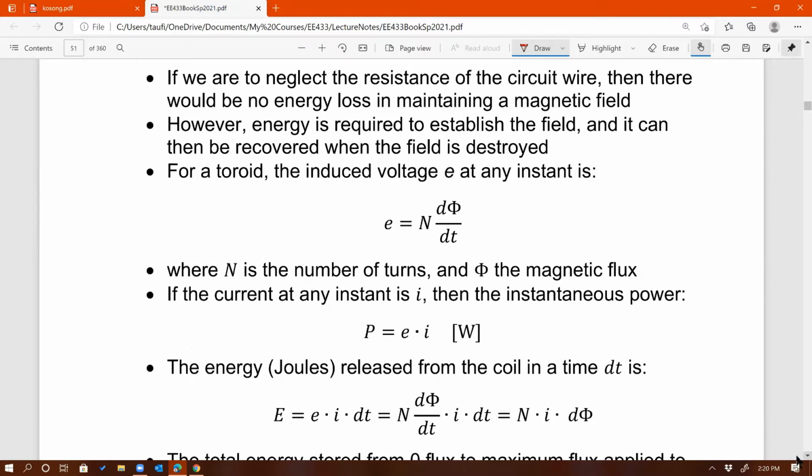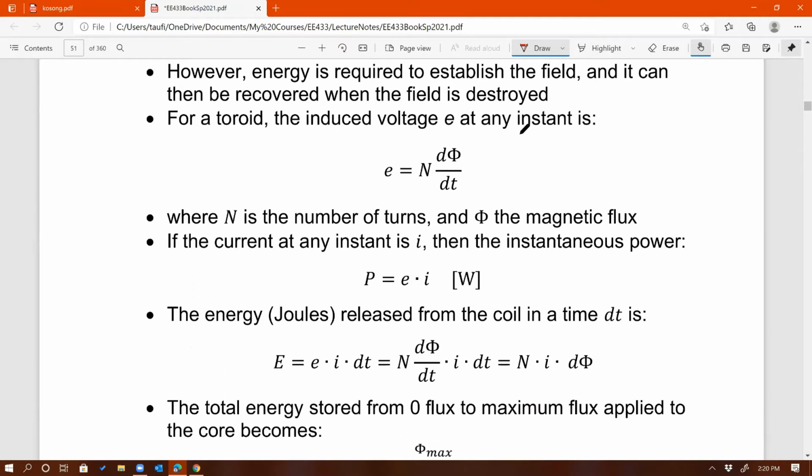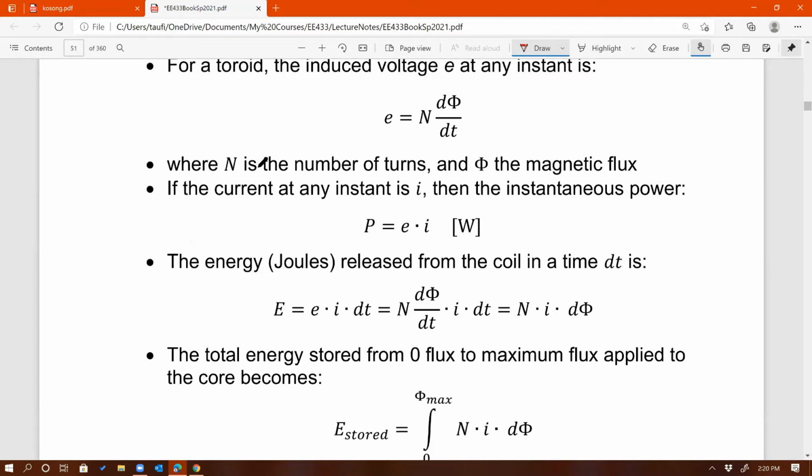For a toroid, the induced voltage E at any instant is equal to, that's the induced voltage, right? N times d flux over dt, where N is the number of turns and phi is the magnetic flux. If the current at any instant is I, then the instantaneous power will be voltage times current on the circuit side, on the electrical side of the inductor. Remember, inductor has two sides, okay? Electrical side and magnetic side. That's why it's more challenging to design and to analyze.